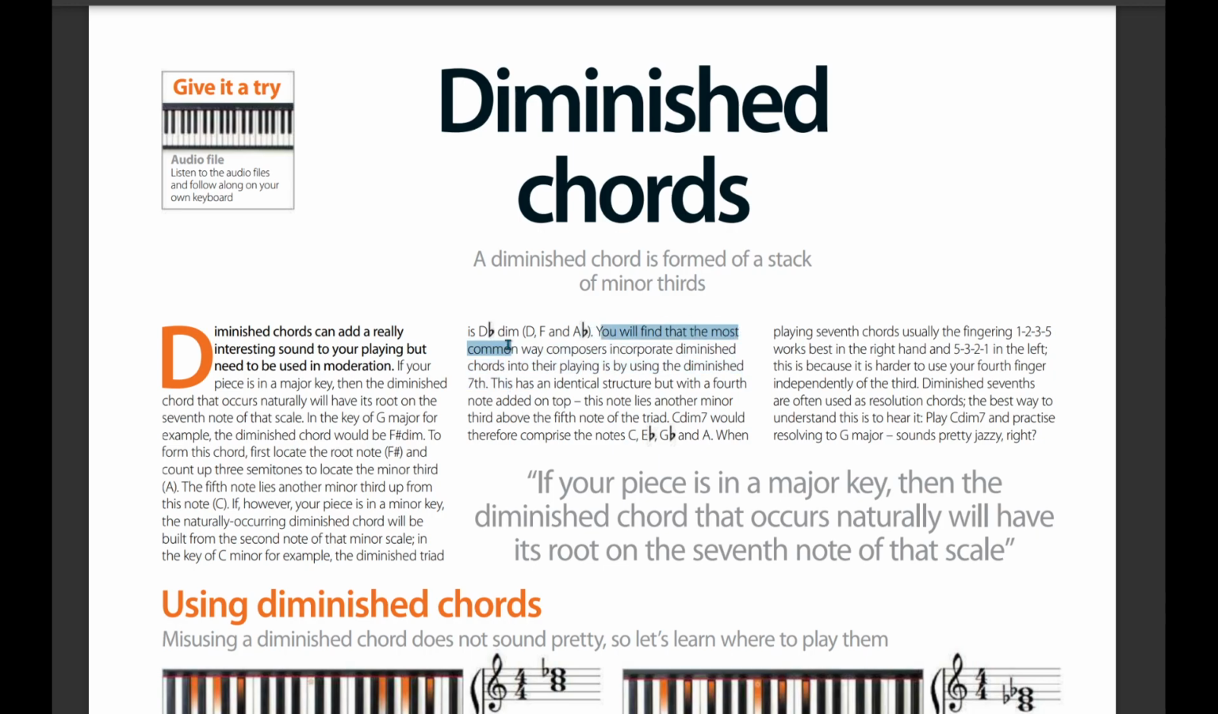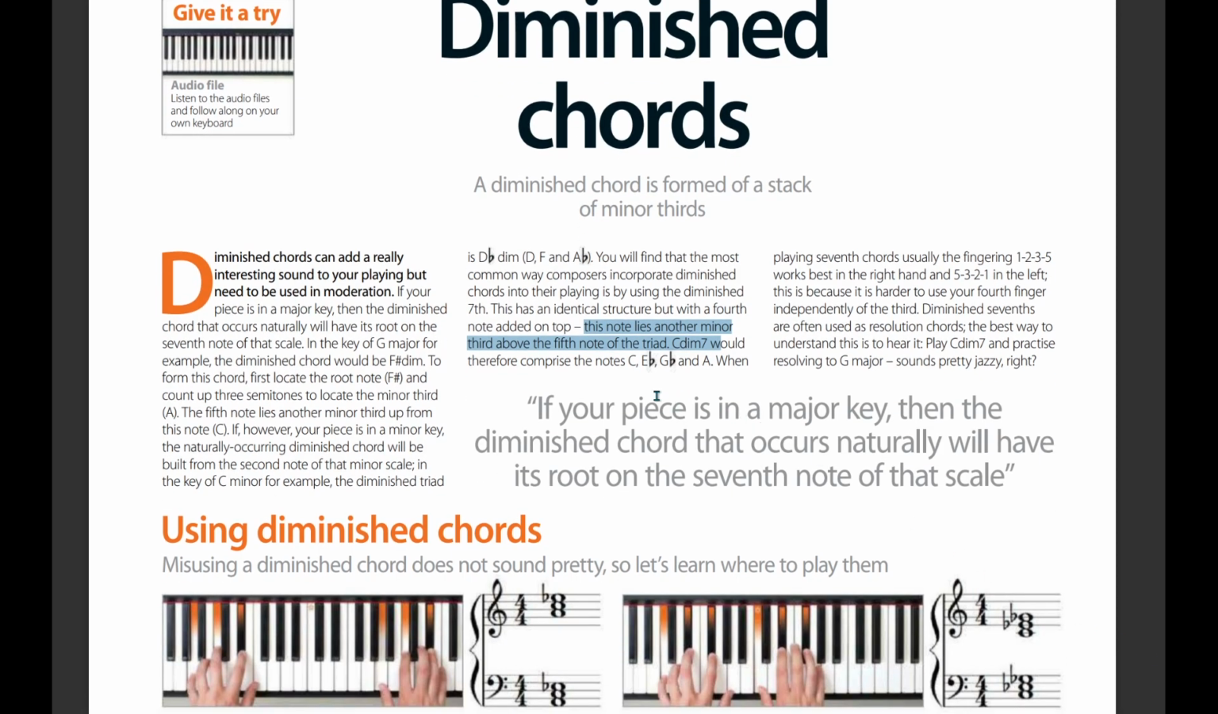You'll find that most composers incorporate diminished chords into their playing by using the diminished 7th. It is an identical structure but with a 4th note added on top. This note lies another minor third above the 5th note of the triad. C dim 7 would therefore comprise the notes C, E flat, G flat, and A.